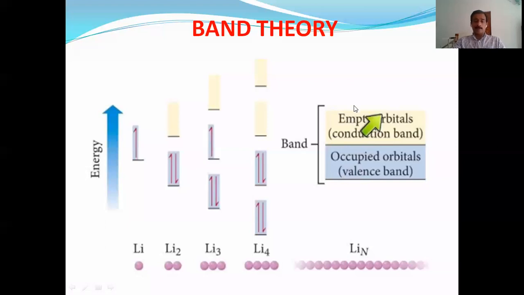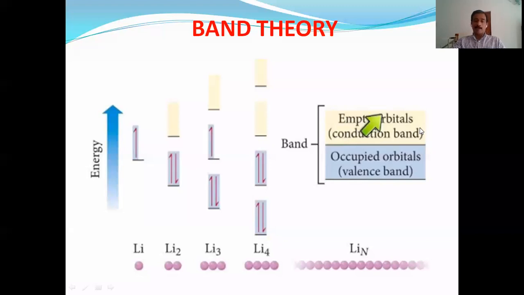So you will get 2 bands. One will be completely occupied. We will name it the valence band, and the other will be empty or vacant. But if the bands are very close to each other, promotion of electrons from the valence band to the conduction band is possible.